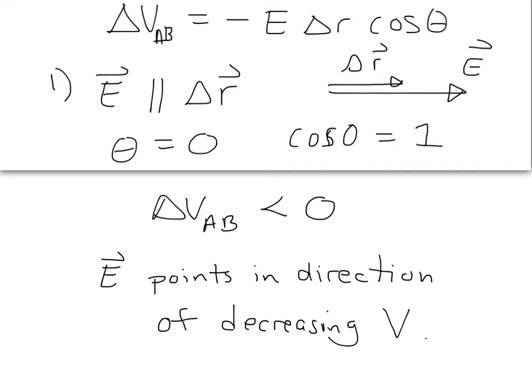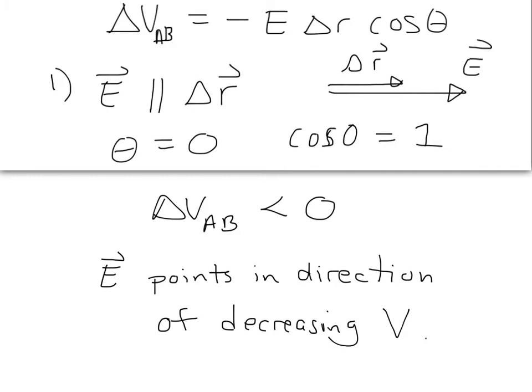In other words, if I had a potentiometer or a voltmeter or something that could measure the potential at this point, if I move my point in the direction of the electric field, I would see that the potential decreases. Likewise, if I know that a potential decreases in a certain direction in space, I know that the electric field must point in that direction.